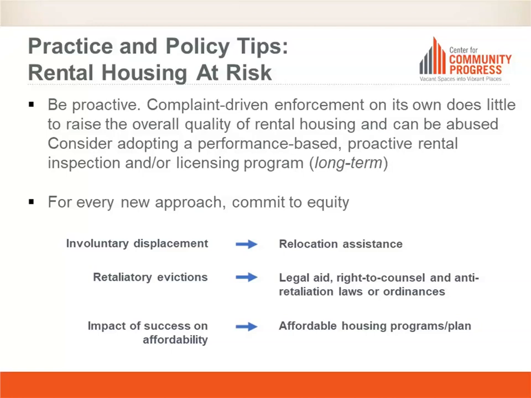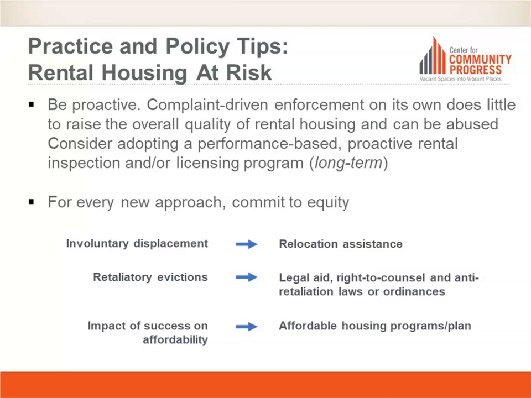But when you are dealing with rental properties, there's a couple of things to remember. One, good landlords are a key partner in creating and establishing any of these systems. The primary goal of regulation is not to drive them out of business, but to set standards and to raise the housing quality bar. As my colleague Alan Malik likes to say, landlords are not the problem, bad landlords are the problem. And for every approach, we have to commit to equity.